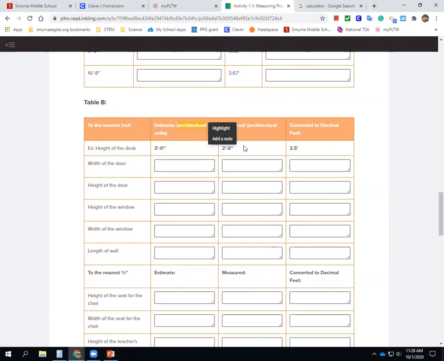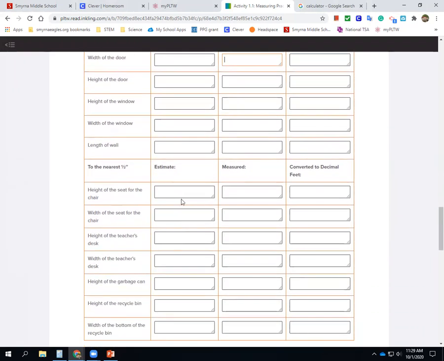Architectural units. You're supposed to estimate it first. So this is an estimation. Like you're just supposed to look at it and say, I think the width of the door is this many feet. Then you're supposed to go over and actually measure it and then convert it to decimals. Okay? So this one is just an estimate. This one is the actual measured, and this is converting to just decimals, no inches, just feet.